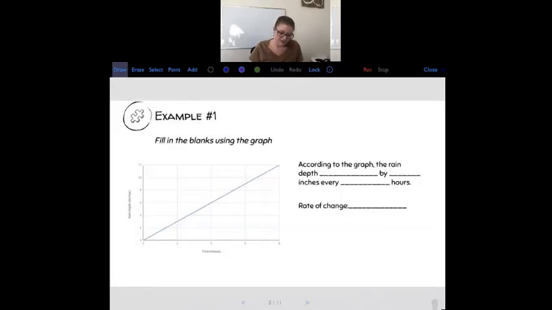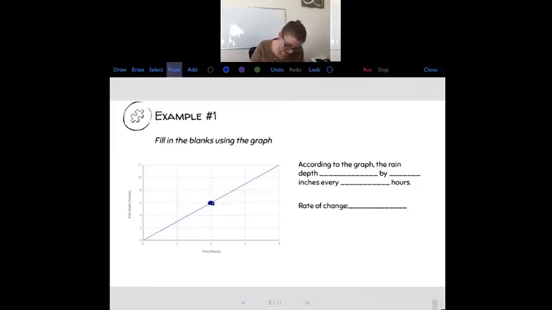Okay. So fill in the blanks using the graphs. So this is going to be a question about slope. So according to the graph, it rained up blank by blank inches every blank hours, and then the rate of change. So I would pick a point that's easily identifiable. Don't pick something out here. We don't know how far in between 2 and 4 that is, and if you guess, chances are MyLab is going to mark it wrong.